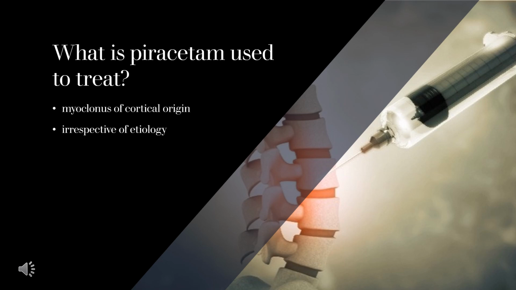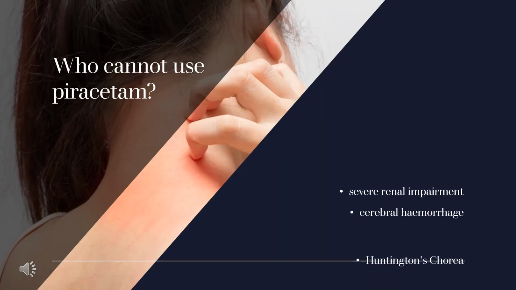What is piracetam used to treat? Indicated in adult patients suffering from myoclonus of cortical origin, irrespective of etiology, and should be used in combination with other anti-myoclonic therapies.